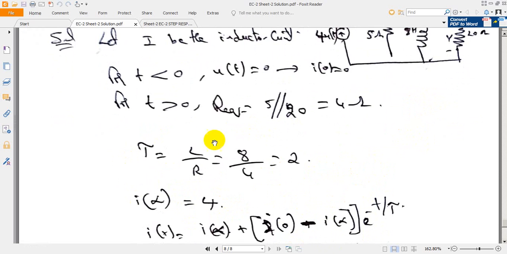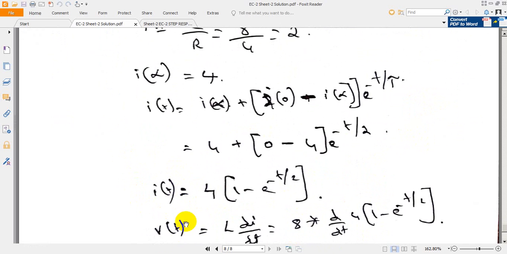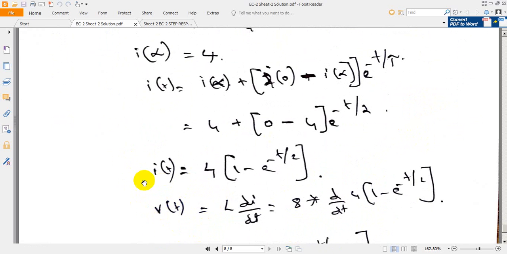Why have we calculated this? We need to calculate the voltage across the resistance, which means we need to calculate the voltage across the inductance. Both are the same. For the inductance, the easy calculation is identifying the current through the inductance. Hence we will calculate the current first. Current through the inductor is I of t equals I infinity plus I of 0 minus I infinity into e power minus t by tau. Tau has to be evaluated.